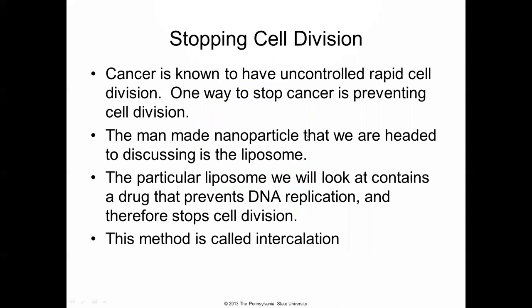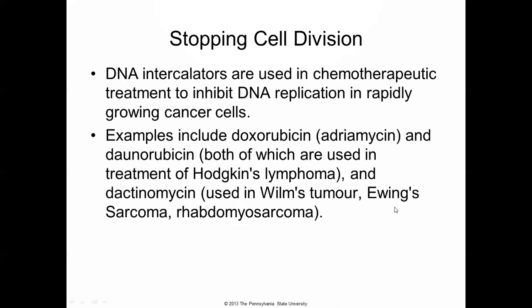So cancer is known to have an uncontrolled rapid cell division. One way to stop cancer is preventing cell division. The man-made nanoparticle that we're headed to discussing is called the liposome, and in particular, the liposome we're looking at contains a drug that prevents DNA replication and therefore stops cell division. So this method of holding the DNA together is called intercalation, and that's what we're going to look at later in the presentation.